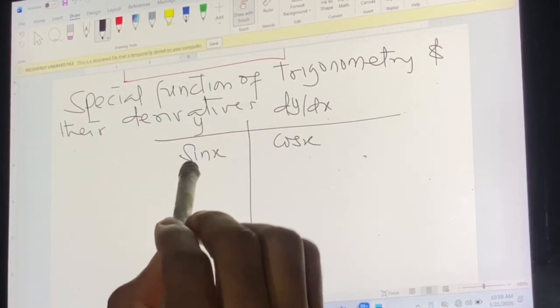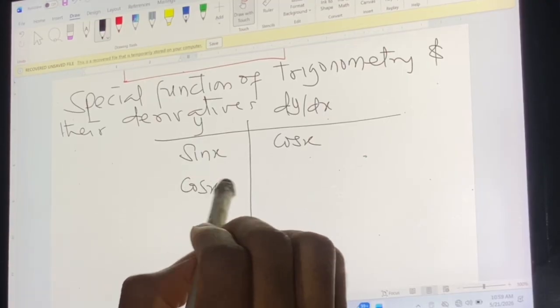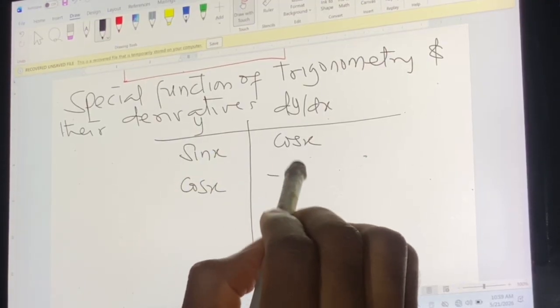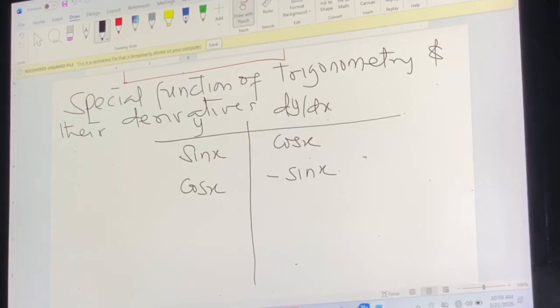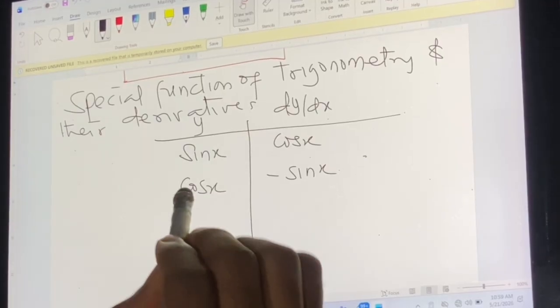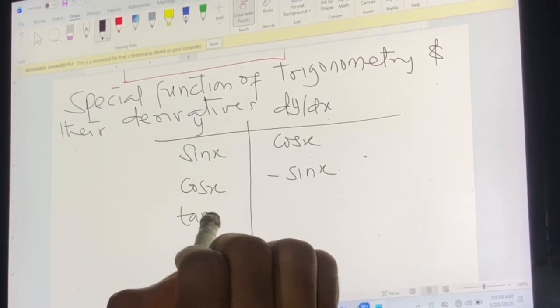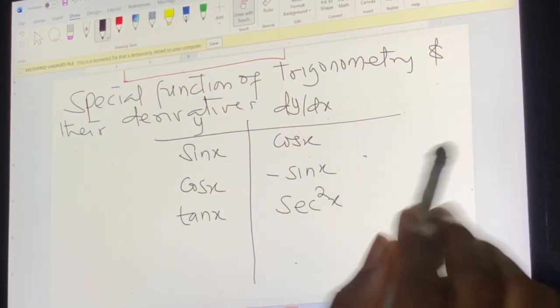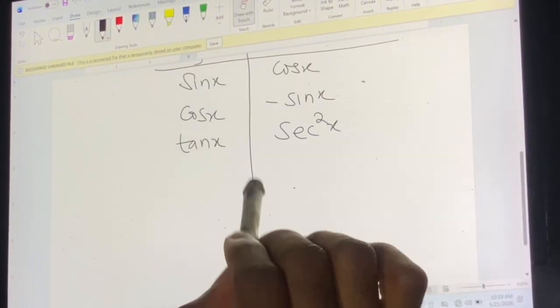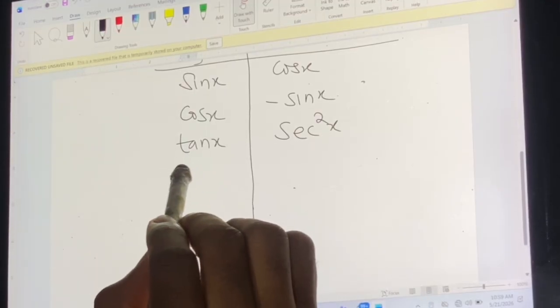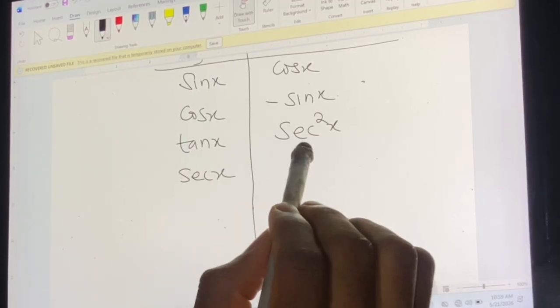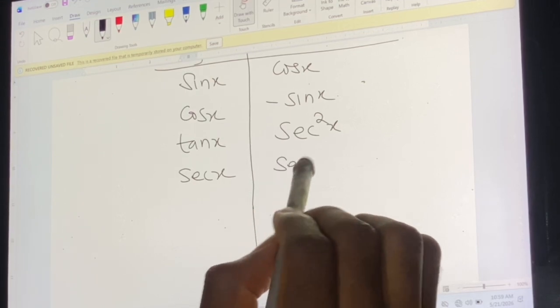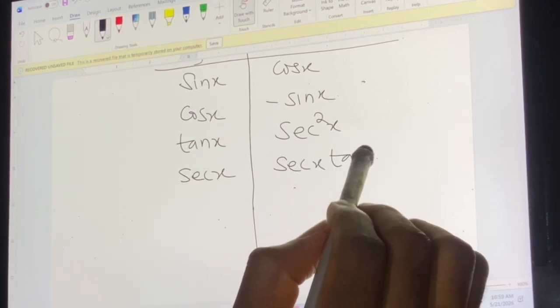The next is, if I have cos x, the derivative is minus sine x. Whenever you have c at the beginning of any trig function, the result will always be negative. Please take note. Now the next is tan x. The derivative is sec squared x. The next is sec x. The derivative is sec x tan x.